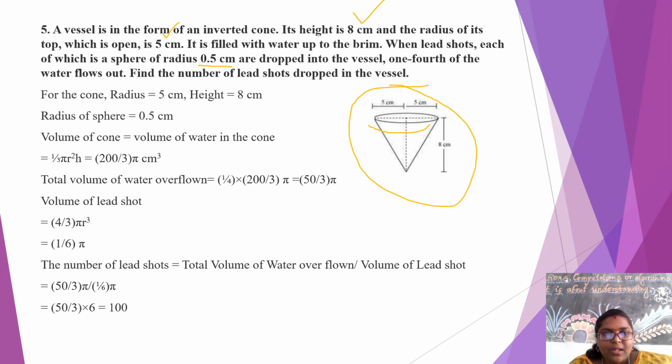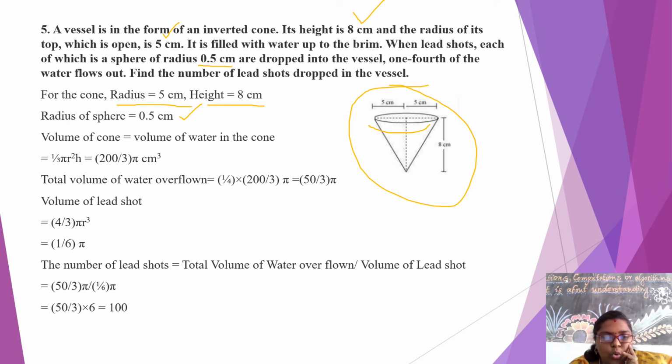So here, what are all the given things? We will note it down first. Here the radius is 5 centimeter. They are talking about the cone first. Next, height is 8 centimeter. And the sphere, meaning the lead shot or stones, the radius is 0.5 centimeter. Okay. We have to find the volume of the cone.